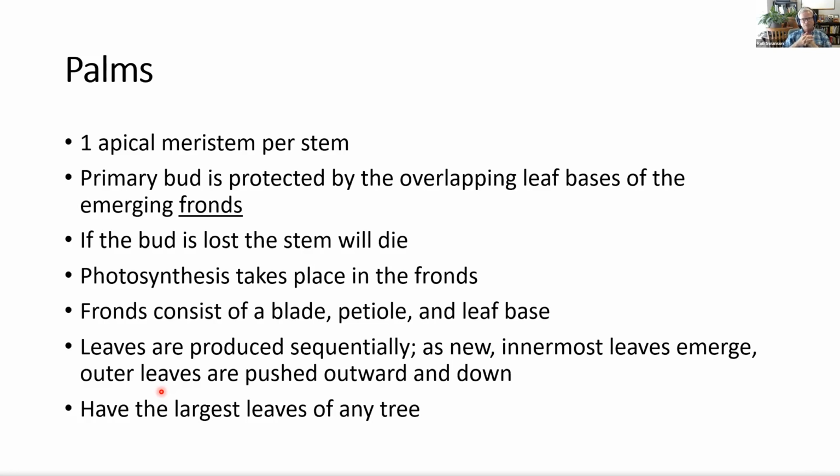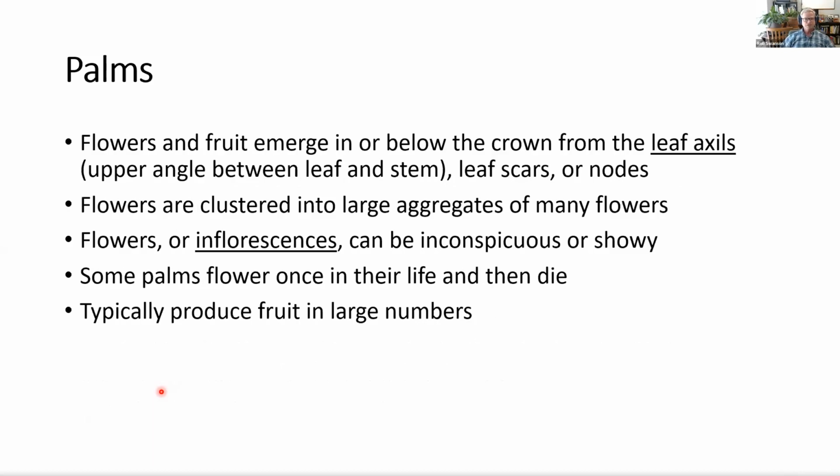Photosynthesis takes place in the fronds. Fronds consist of a blade, a petiole, and a leaf base. Leaves are produced sequentially. Again, the newest leaves are in the middle, the oldest leaves are to the outside or the base. Palms have the largest leaves of any tree. Flowers and fruit emerge in or below the crown from the leaf axil, the upper angle between the leaf and the stem. Leaf scars or the node area, sort of the petiole area.